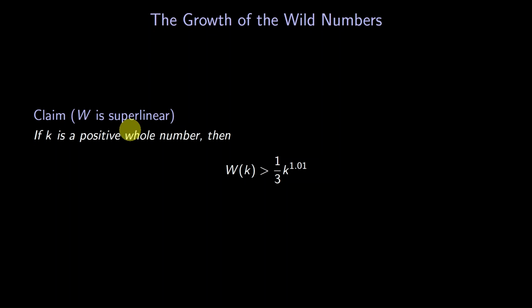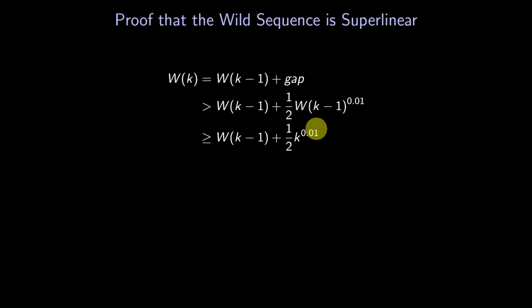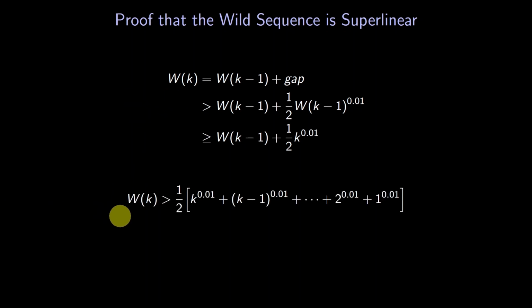Let's see how to prove this claim. We'll look at two consecutive wild numbers. We already showed that the gap between them is large, so let's use that fact. Now, the k-1th wild number is at least k, so we can simplify this inequality. Stare at this inequality. We see that w of k is bigger than w of k-1 plus something. That's a recurrence. Similarly, w of k-1 is bigger than w of k-2 plus something. If we completely unwind the recurrence, we get the following sum. It's a sum of powers from 1 to k.